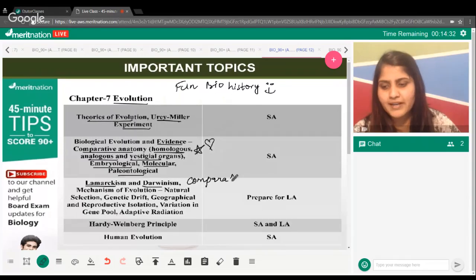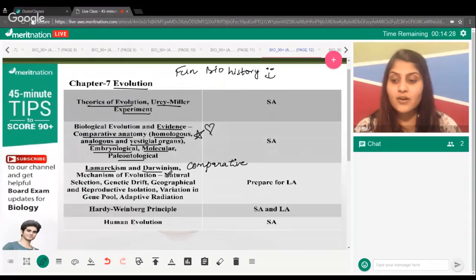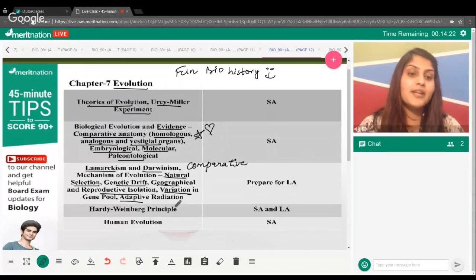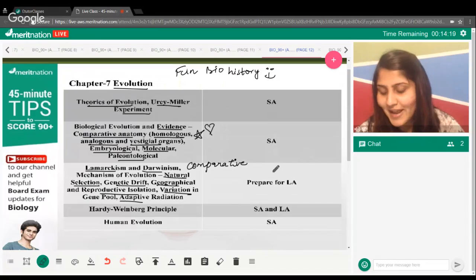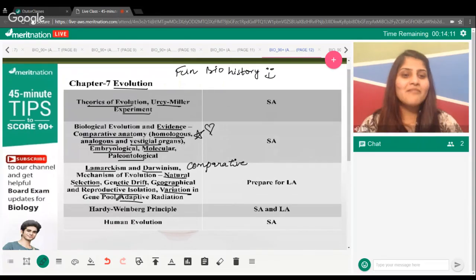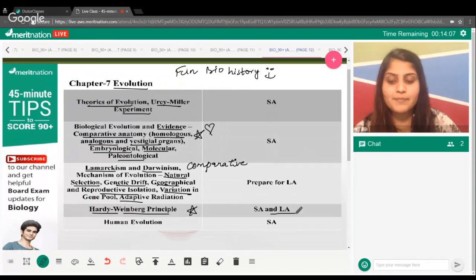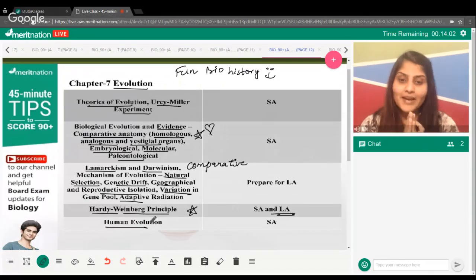Okay, you need to make a comparative study of both of these theories and understand the meaning of natural selection, genetic drift, geographical and reproductive isolation, variation in gene pool, and adaptive radiation. What is Big Bang? Big Bang is something that happened because of which we are here, and you have to give a board exam. I already gave. It's a bad thing. Moving on, we'll be talking about Hardy-Weinberg principle then. So importantly, please prepare it for your long answer. Okay, and human evolution, right?